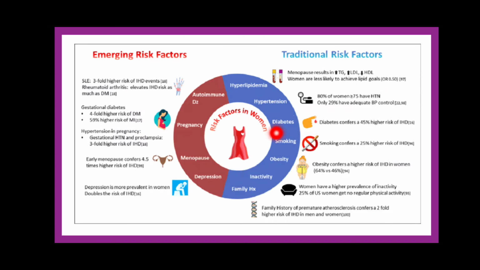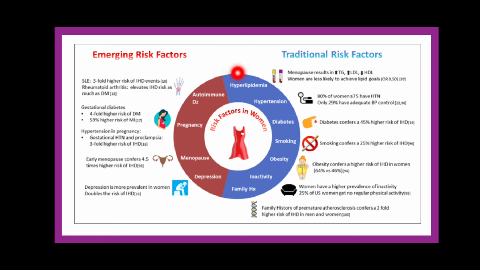Then these are some emerging risk factors, and these are the traditional risk factors which we have seen: hyperlipidemia, hypertension, diabetes, smoking, obesity, inactivity, and family history, like genetics. So this we have already discussed. And now, what are the emerging risk factors?